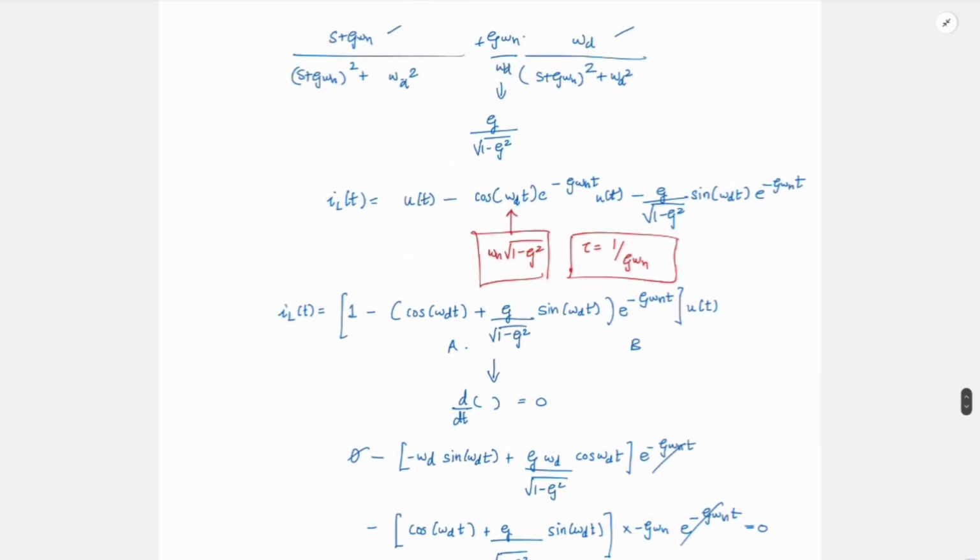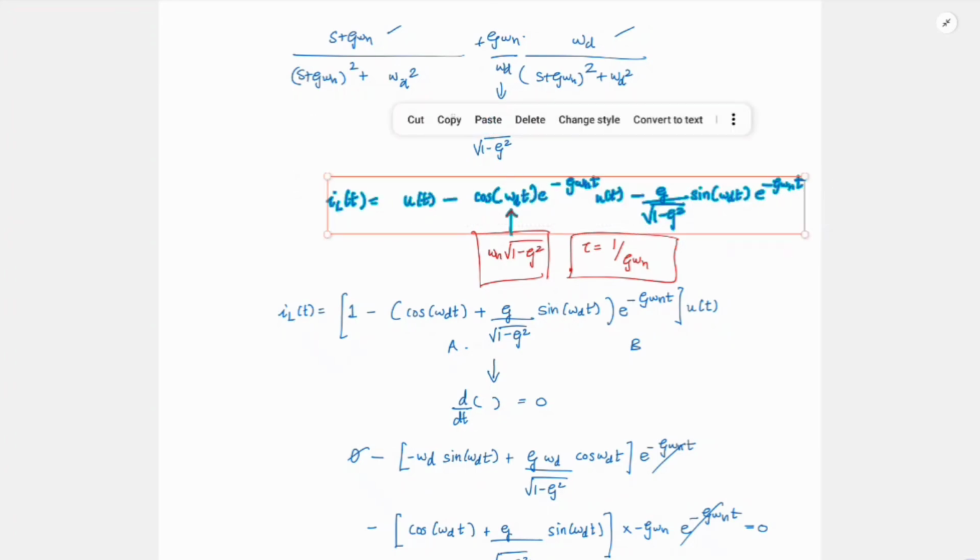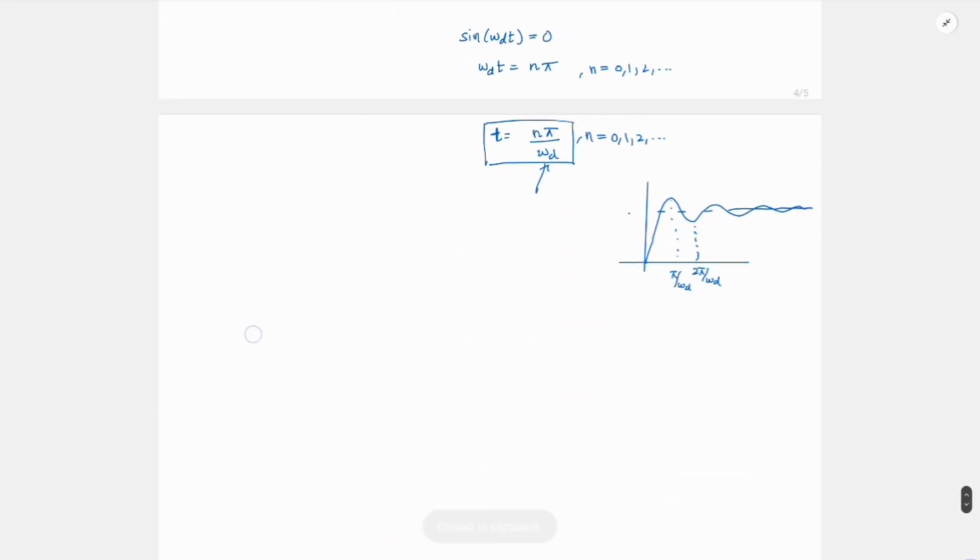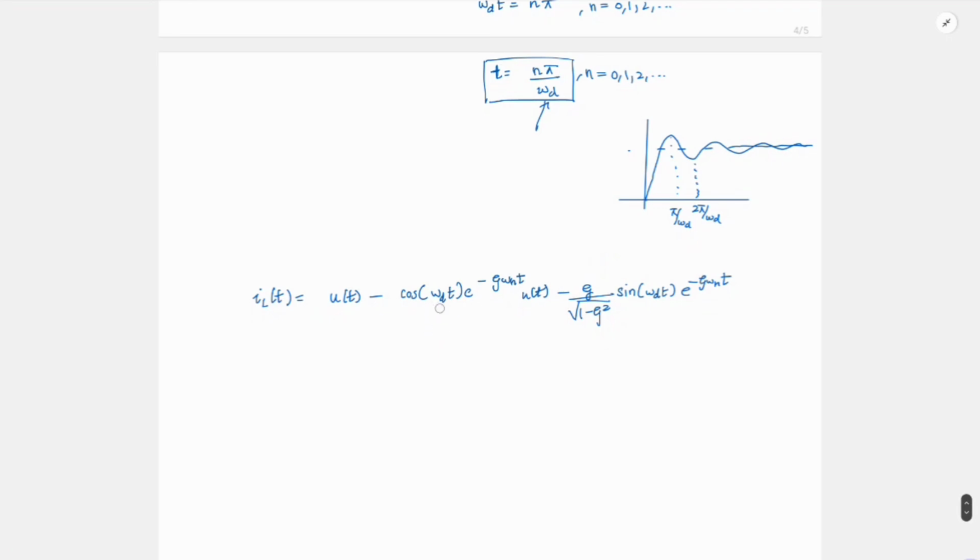So now let us take our IL equation. Now we know where our first maxima is occurring, or where the maximum value of the entire waveform is occurring, which is the first maxima. But I don't want that information. What they're asking in the question is, what is the value of the maxima? So I have to substitute the t in this and get the maximum value.